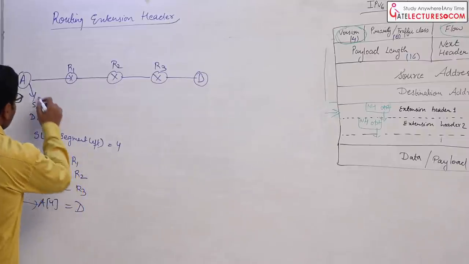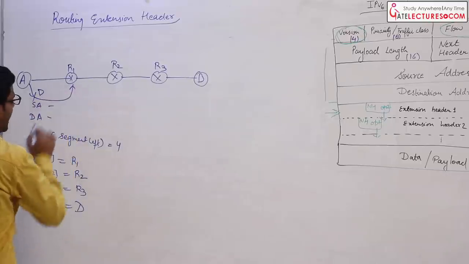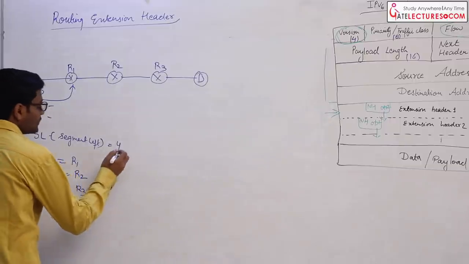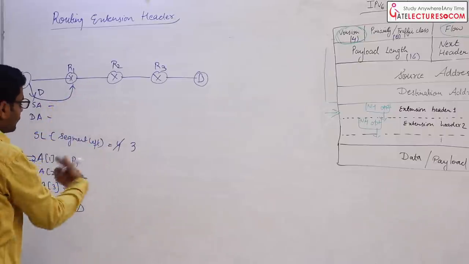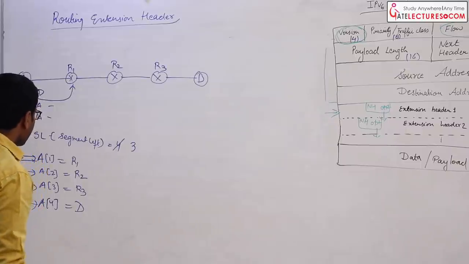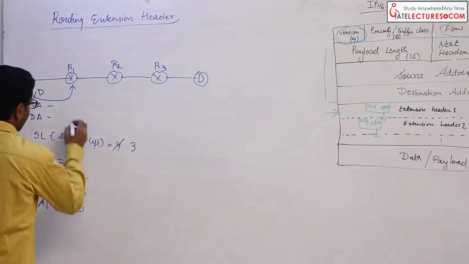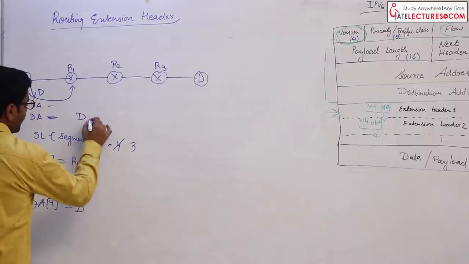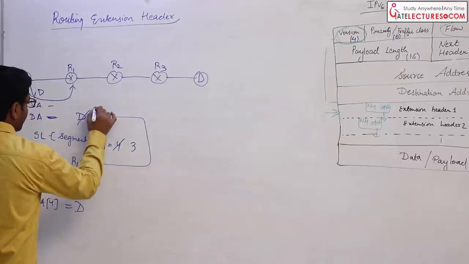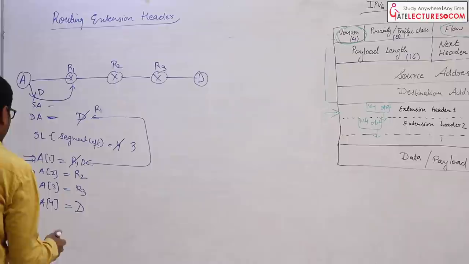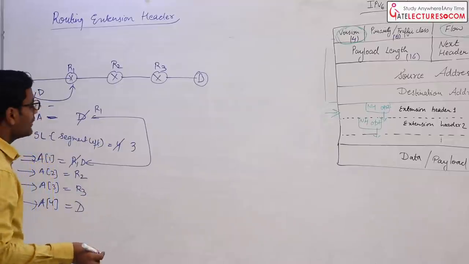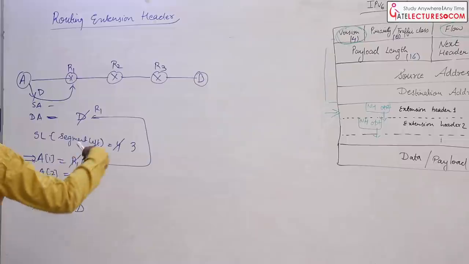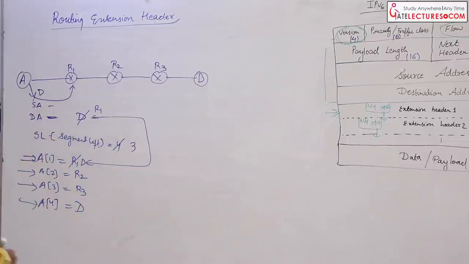Okay, now when this packet is received by R1, what will it do? It will reduce the segment left by 1, because the packet has already reached R1, so the segment left is decreased by 1. Then the destination address was D, so it will swap these two addresses, R1 and D. Actually there is no need to swap, you can ignore R1, but it's better if we save the addresses, so that when the packet reaches the destination, it can match whether the packet has come across all the routers which were specified in the extension header.